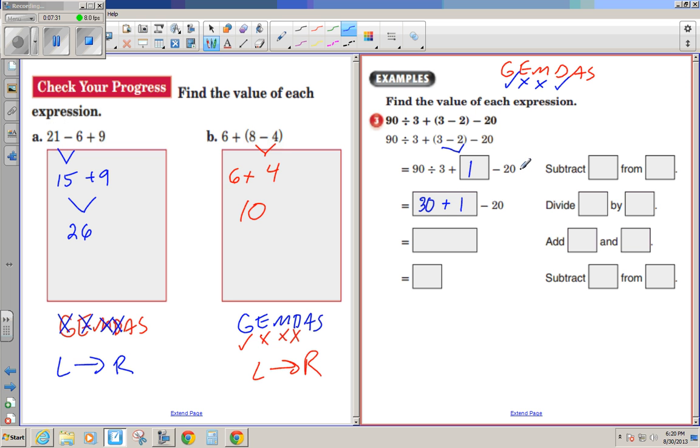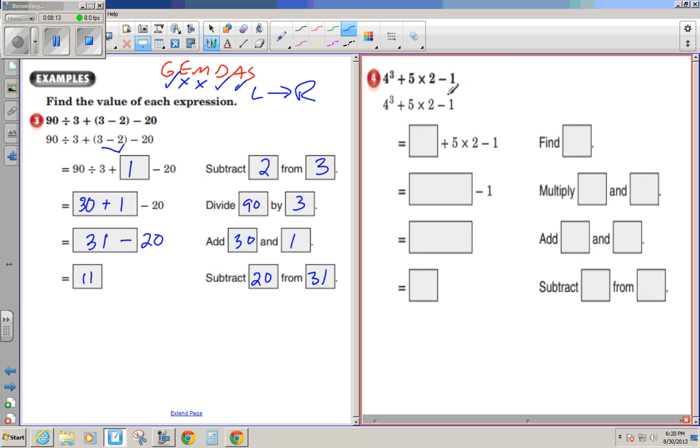plus 1 minus 20. So the first thing we did was we subtracted 2 from 3. Then we divided 90 by 3. And now we're going to add and subtract from left to right. So we're going to add 30 and 1 together. And then subtract 20 from 31. Should be 11. All right, rewatch this one. Listen to the explanation again if you need to. We should have a couple more examples, though.